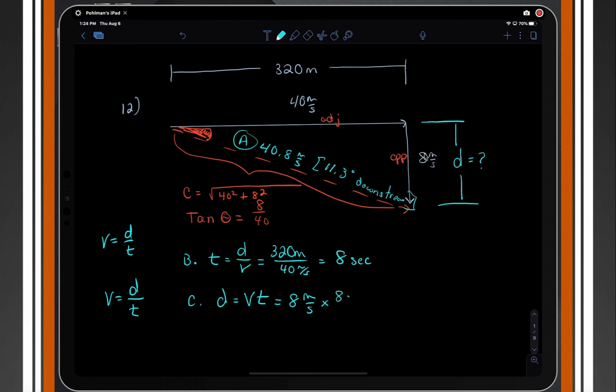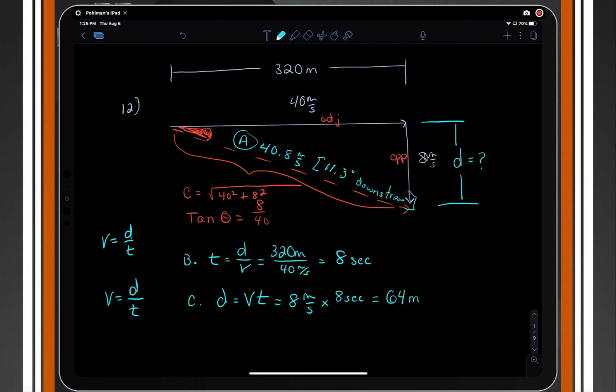So if I'm on the river for 8 seconds crossing it, that means I'm going to be pushed downstream 64 meters. All right. One last question here.